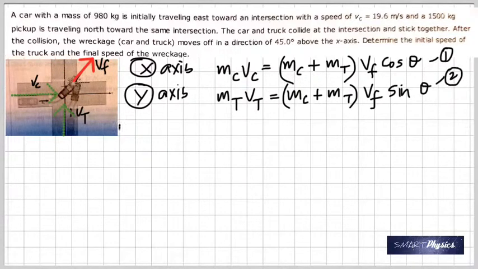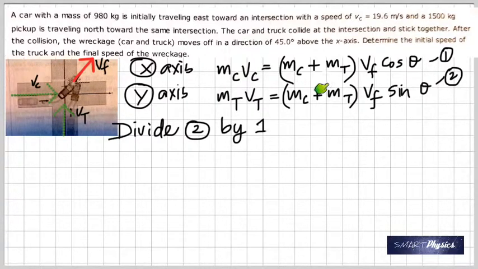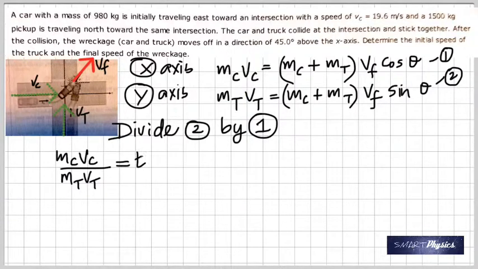Now once you get these two equations using the conservation of momentum, divide 2 by 1, because you can see that on the right hand side these two quantities, the total mass and the final velocity, are going to get cancelled out, and you will have sine theta over cos theta, which is tan theta. That's on the right side. On the left side you have to write all this, which I've done.